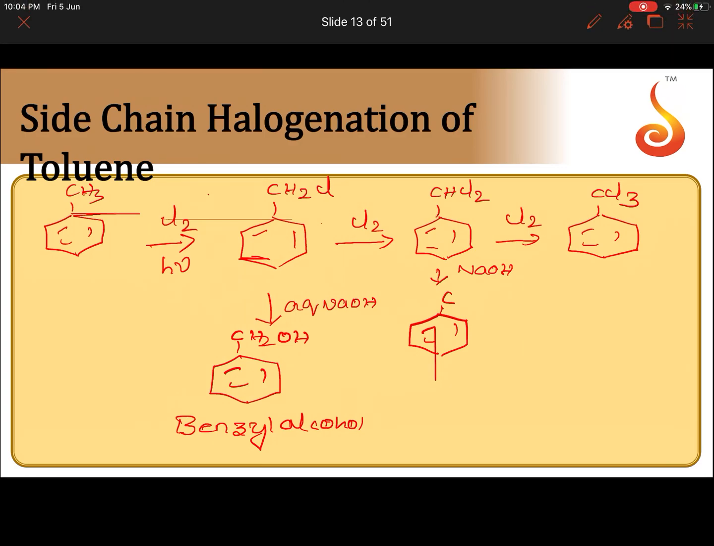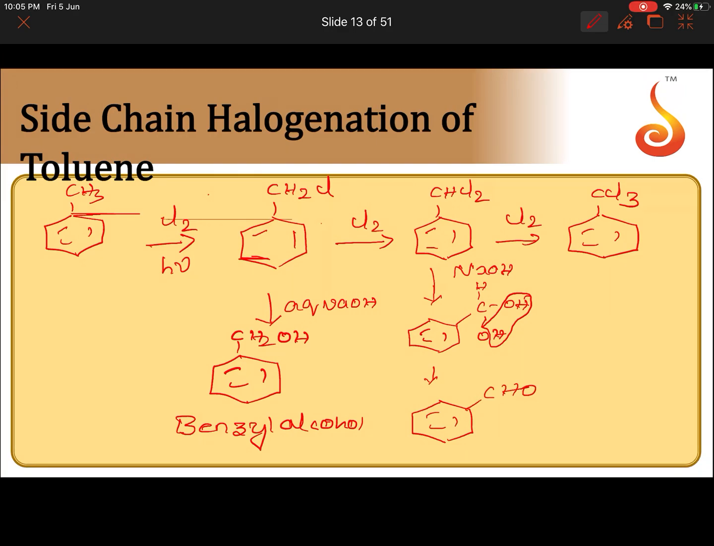Means what happens here? When this is treated with aqueous sodium hydroxide, what will I get? Both the Cl's will be replaced by OH. But both the OH groups on the same carbon atom are unstable. It loses a molecule of water. So what will I get? Benzaldehyde. You will get benzaldehyde here.